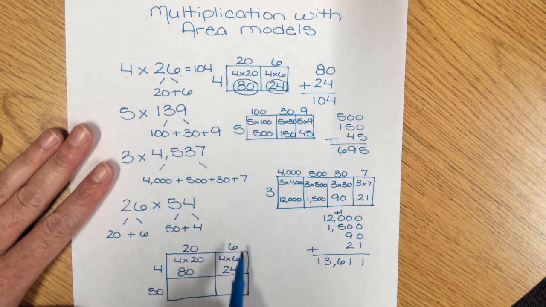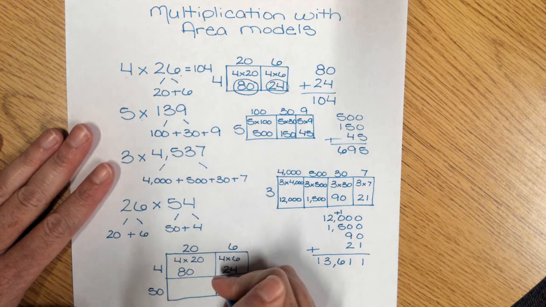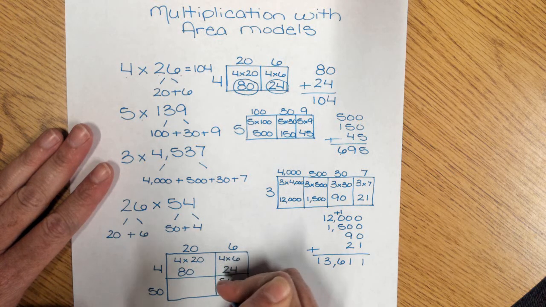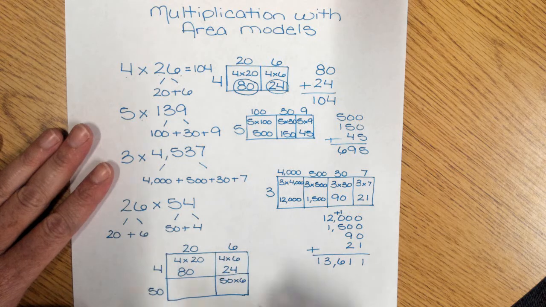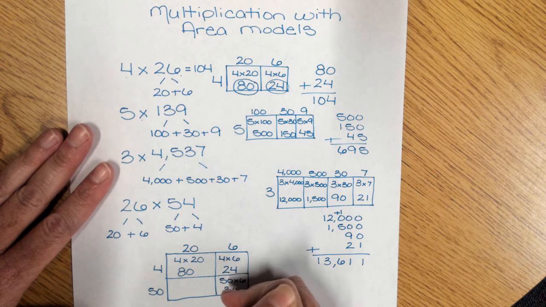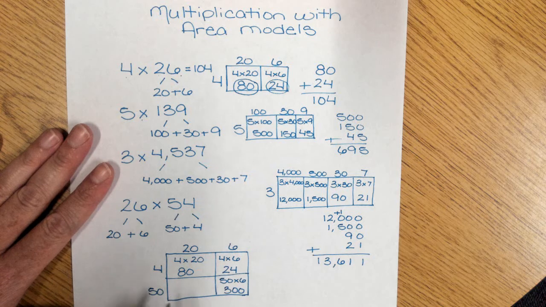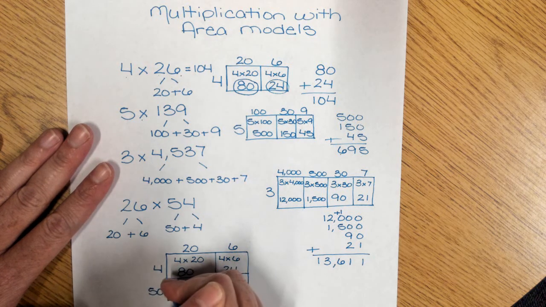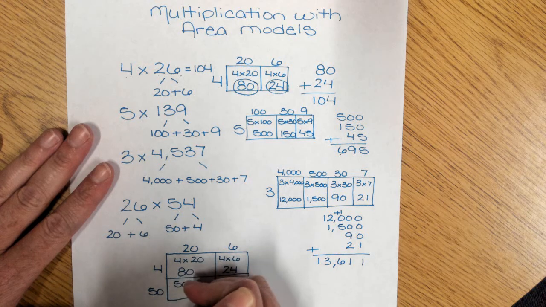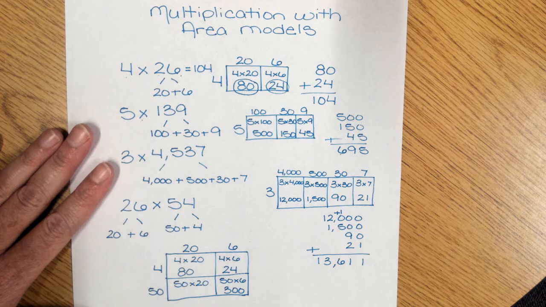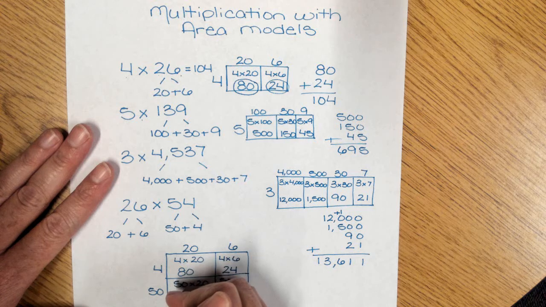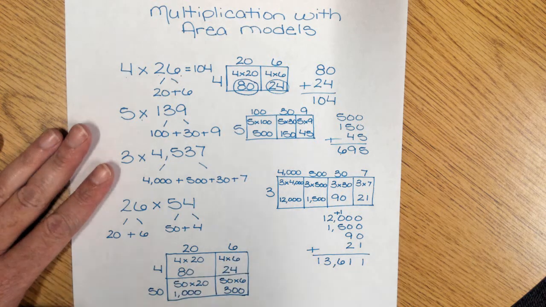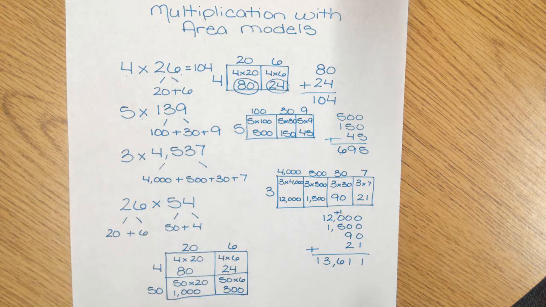Now my 50 is going to come over, meet the 6. So 50 times 6 is going to give me 300. My 50 comes over, it meets my 20. 50 times 20 is going to give me 1,000. So again, I've done my area model, but we're not finished because we just have a bunch of partial products.